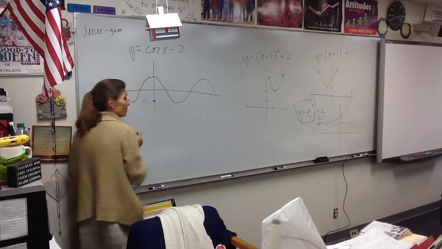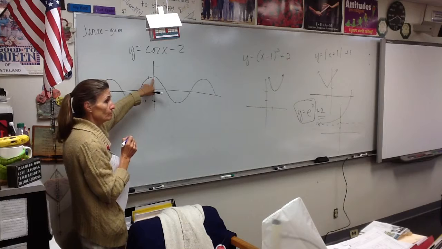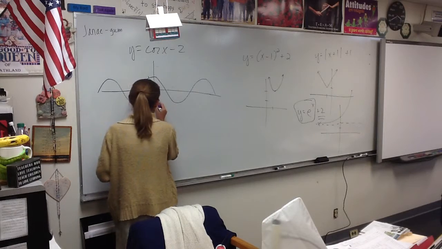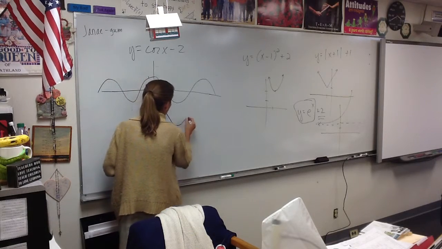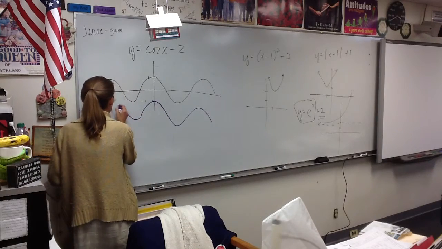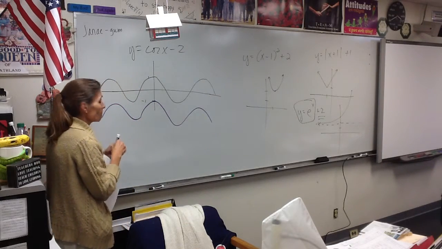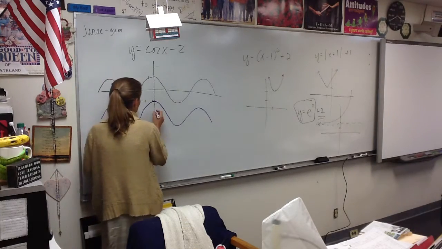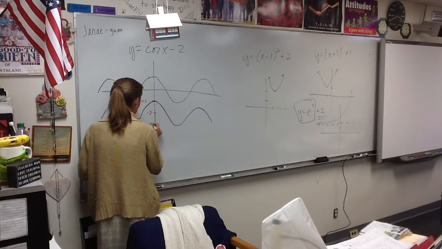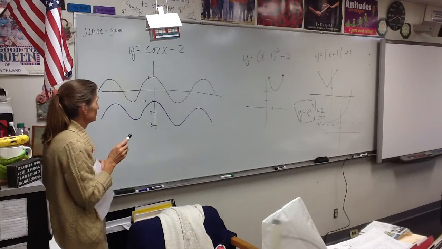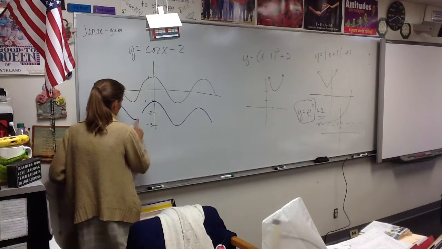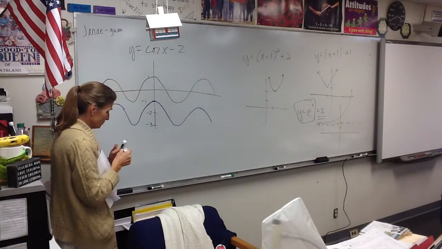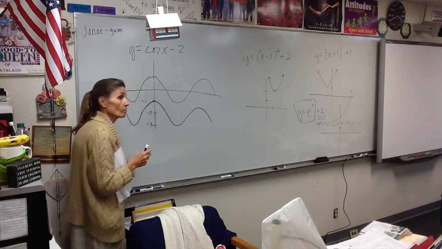What is the cosine? 1. So, every point is getting dropped down 2. So the purple one is the answer. Got it?